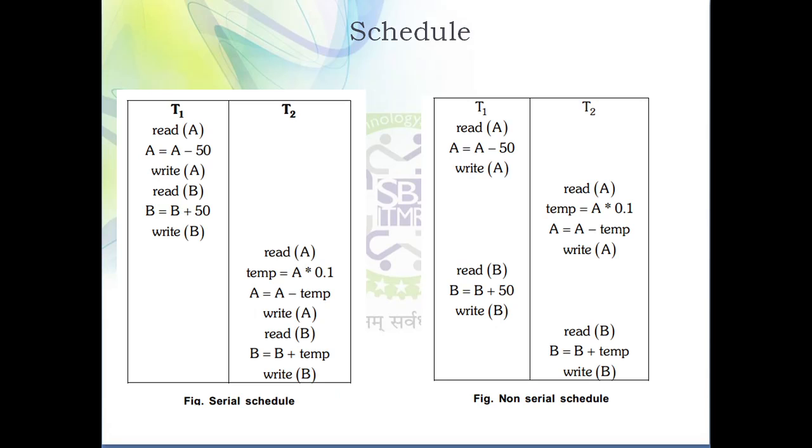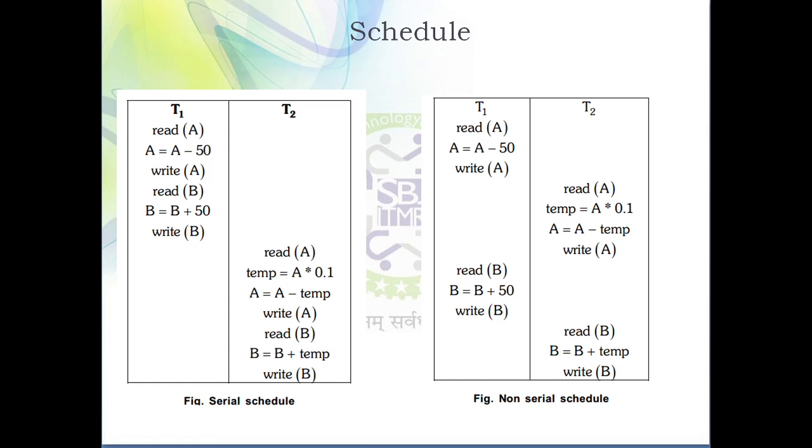To demonstrate the concept of serial schedule and non-serial schedule, I have taken an example. Just imagine a situation that transaction T1 wants to transfer 50 rupees from account A to account B, whereas transaction T2 intends to add 10% of the amount of account A to account B. Again, the aim of transaction T1 is to transfer 50 rupees from account A to B, whereas transaction T2 wants to transfer 10% of the amount of account A to account B. For that purpose, what will be the serial schedule and what will be the non-serial schedule?